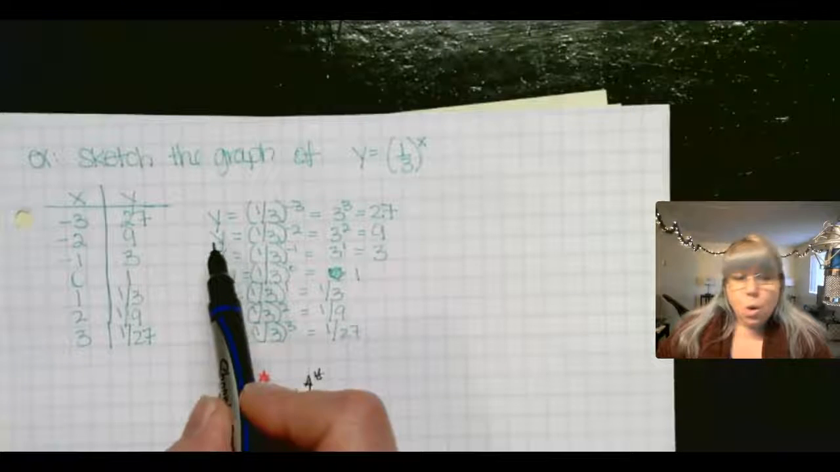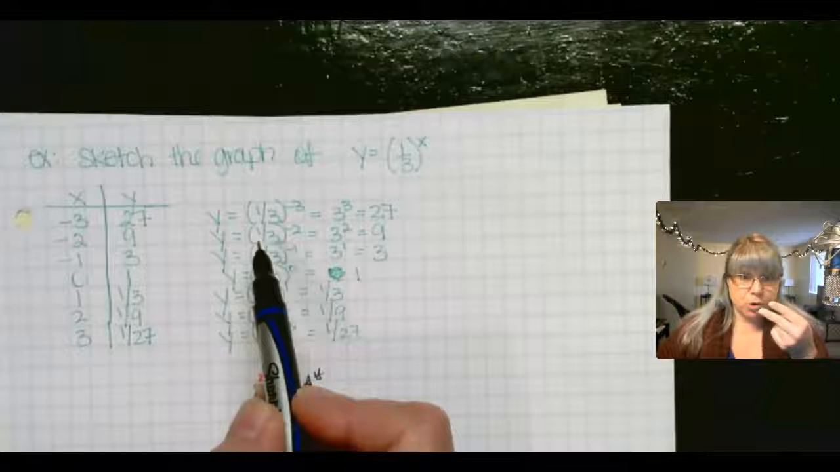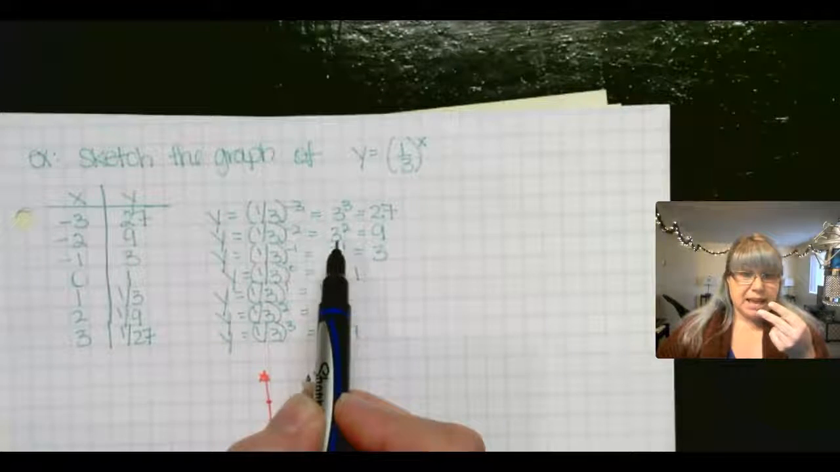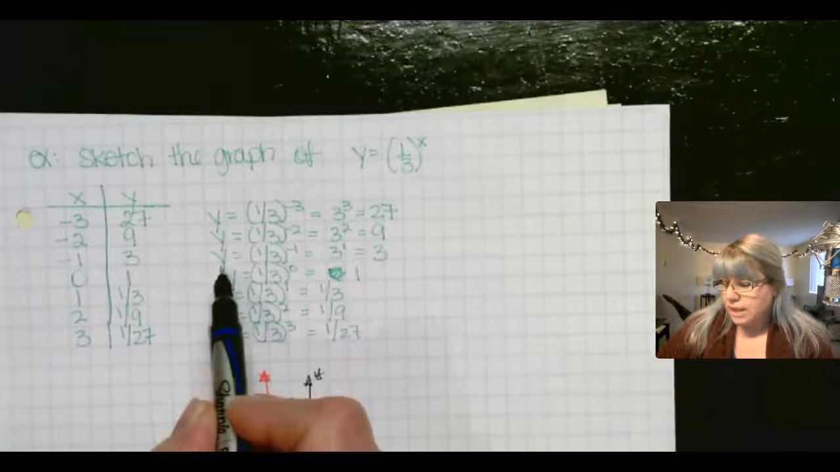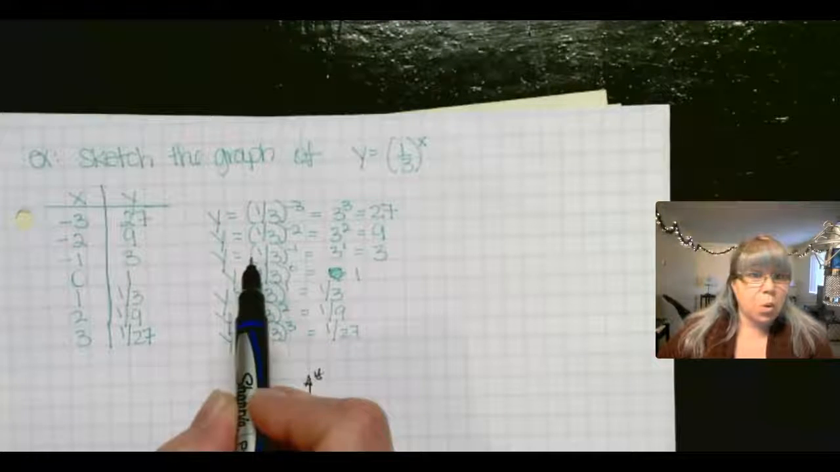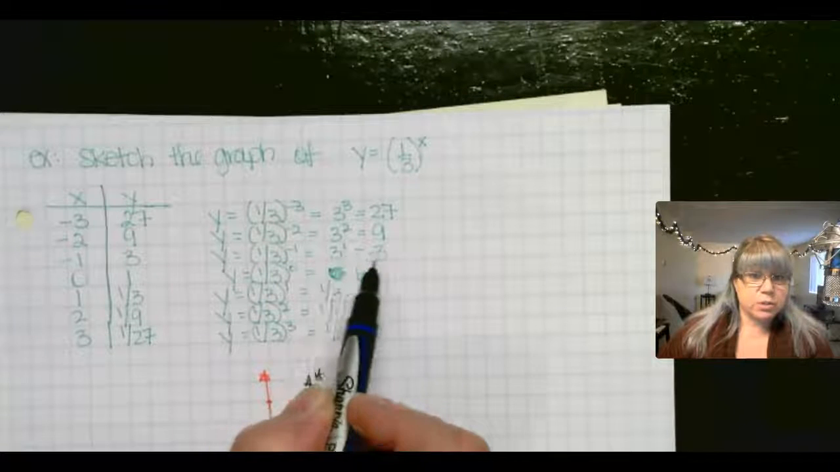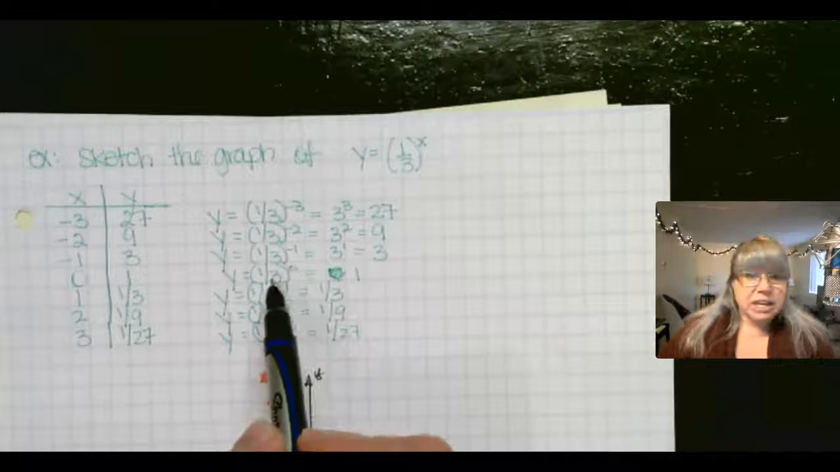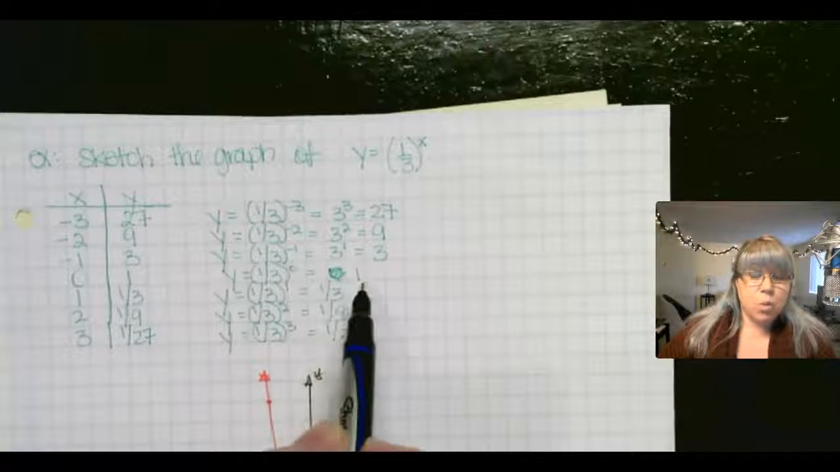The second one, y equals 1/3 to the -2. Again, I'm going to take the reciprocal of 1/3. That will make my exponent positive, and I have 3 squared, which is 9. Y equals -1, or x equals -1, therefore y equals 1/3 to the -1. In other words, 3 to the first, which is 3. Let's plug in 0. Y equals 1/3 to the 0. Well, that's 1.